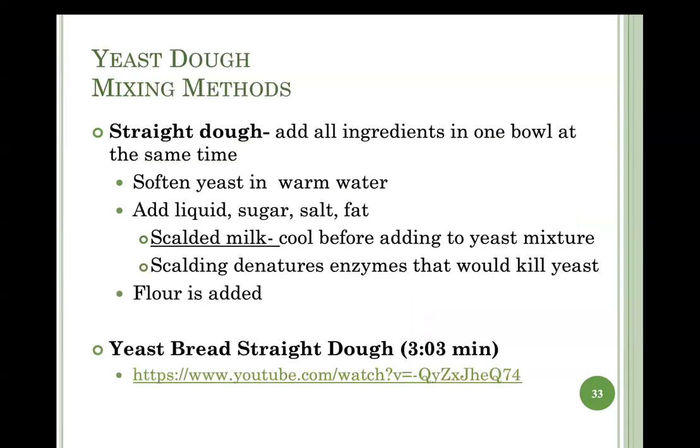When we're talking about straight doughs, that means everything is added to the bowl at the same time. Everything goes straight into the bowl, if you will. So first you want to soften the yeast in warm water. You add your liquid, your sugar, your salt, and fat. You can add scalded milk. I believe we did use this for our hot cross buns. Remember, scalding does denature the enzymes that would kill the yeast. So we're looking at bringing it to a high temperature very briefly, and then we add our flour to it.